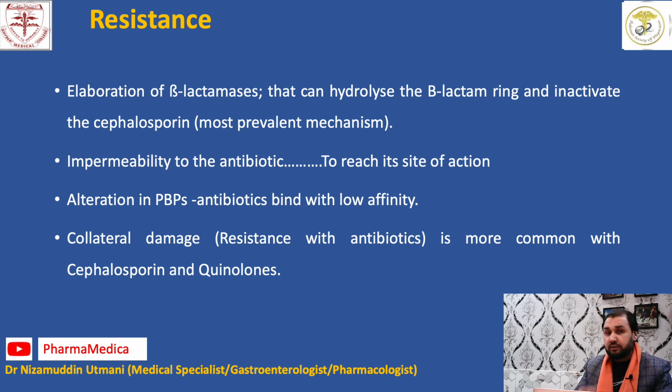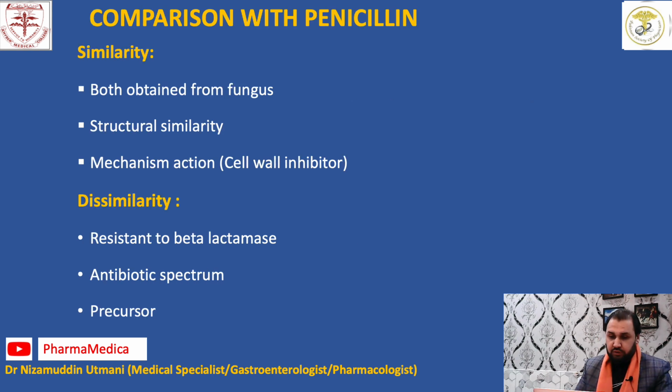Resistance, again resistance like penicillin, just as resistance develops to penicillin, similar resistance also develops to the cephalosporin. If there are genetic changes and the beta-lactamase enzyme acts on the cephalosporin, there may be resistance. There may be decreased permeability to the drugs. There may be changing of the enzymes inside the cell, which makes affinity low for the cephalosporin, and thus cephalosporin can develop resistance.